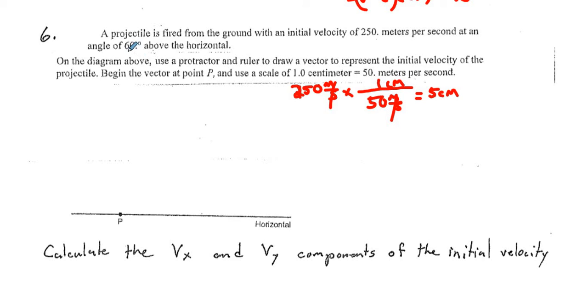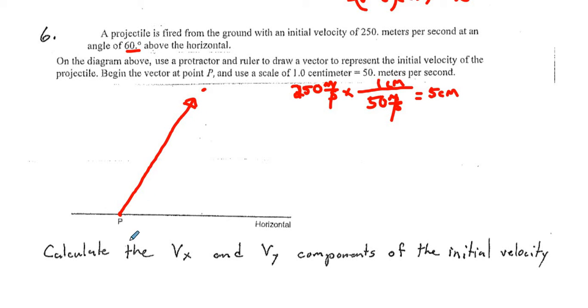Now it's at 60 degrees above the horizontal. So what you're going to want to do is take your protractor and mark off a 60 degree angle from point P. So place the center of your protractor at point P and then make a mark at 60 degrees. And then you're going to want to draw in a 5 centimeter line that is going in that direction.